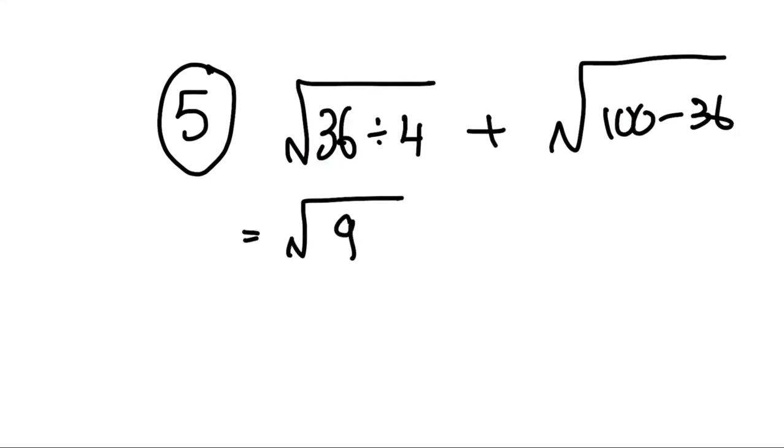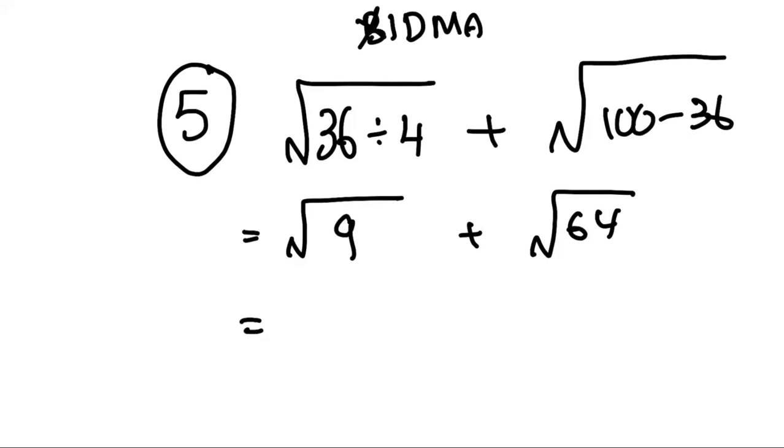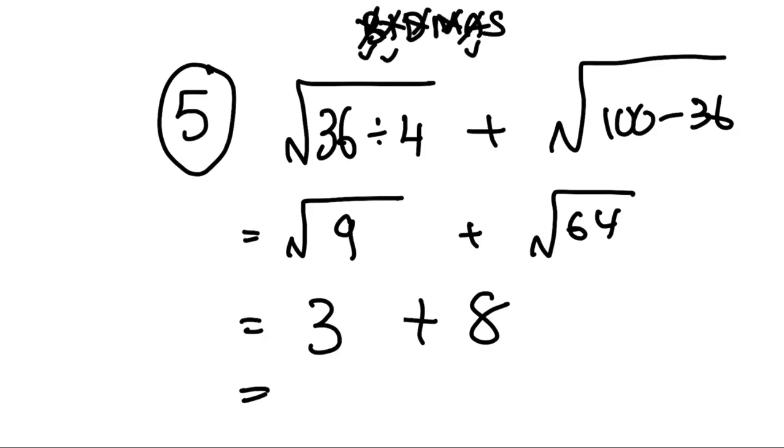So you get 9 here plus 64 here. Then we can solve the square root, which is the next one. Brackets are done. Now we need to do the index. Index will be the power. So square root of 9 is 3, plus square root of 64 is 8. So we add them together. This is done. Addition. That 11 is the answer.